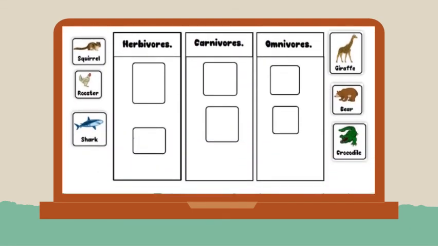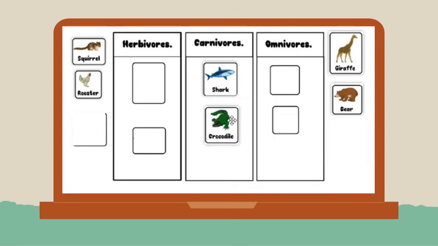Okay, we have here different examples of animals and we have to put them in the correct column. Let me start with the shark. Do you think that a wild shark is a herbivorous animal, carnivorous animal, or omnivorous animal? Sharks feed on fish, so they are carnivores. Which one of the five remaining animals is also a carnivorous animal? It's the crocodile. That's right. Crocodiles also feed on animals only.